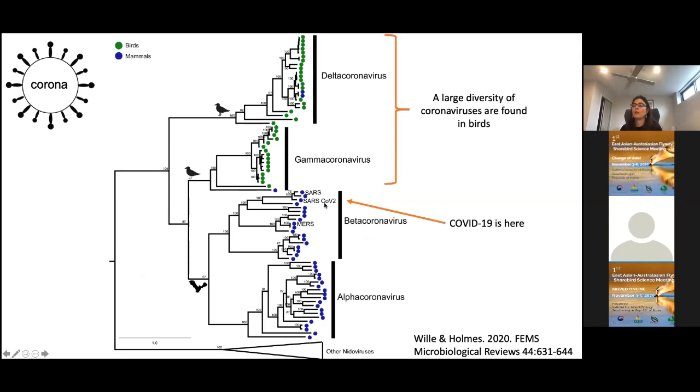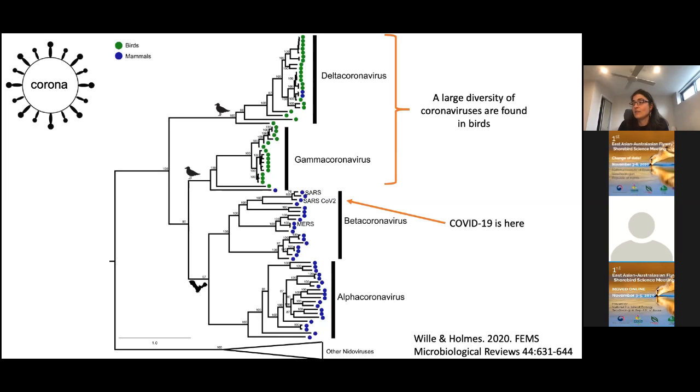It's a beta coronavirus. Now, if you look at the little round circles there, those circles are colored by whether or not the virus is a virus of birds or of mammals. So in blue, we see that alpha coronaviruses and beta coronaviruses, these are viruses of mammals, but both gamma coronaviruses and delta coronaviruses, these are viruses of birds, okay? So essentially, there is a really, really large diversity of coronaviruses that are found in birds.